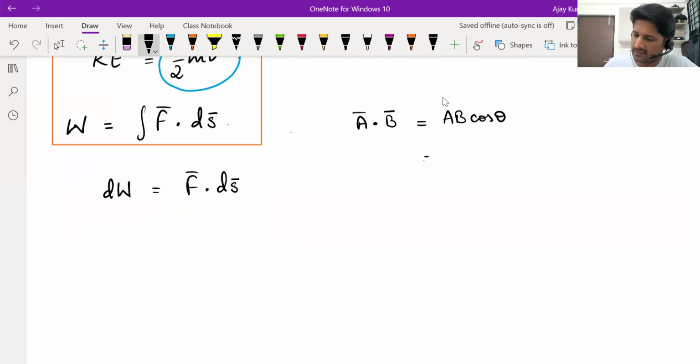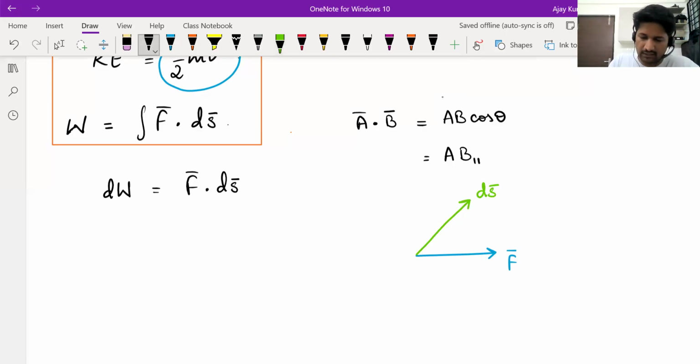And you can also consider it this way. You can write it as A multiplied with the component of B parallel to A. Okay, the component of the second vector in the direction of the first vector. We can take it like that also. Now, work done, like if you consider this as the force and this as the displacement, ds.